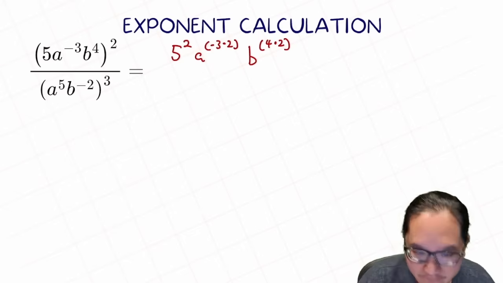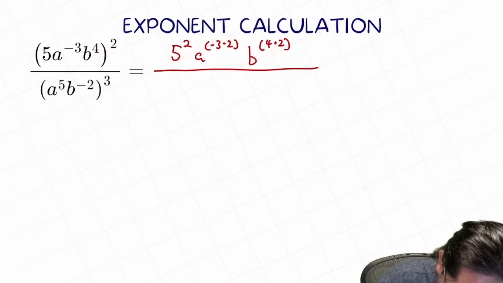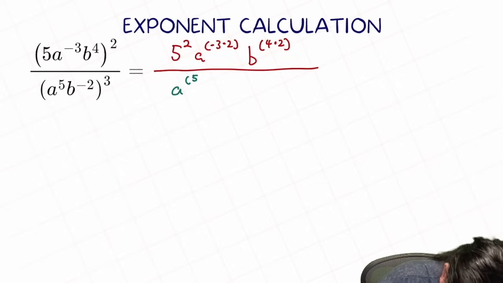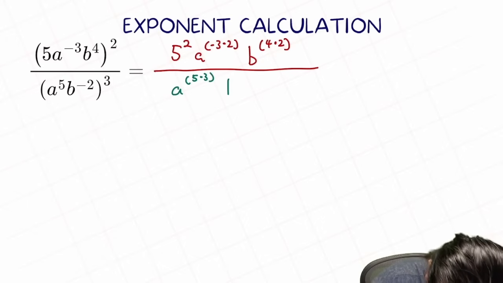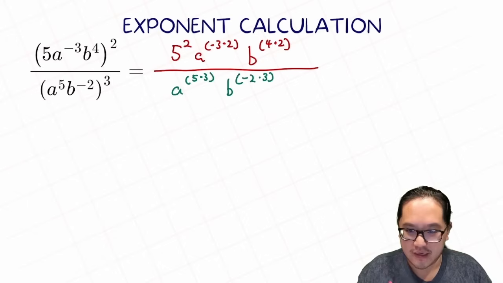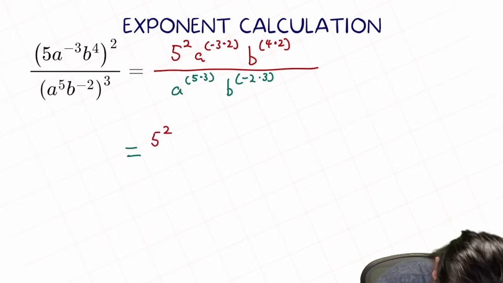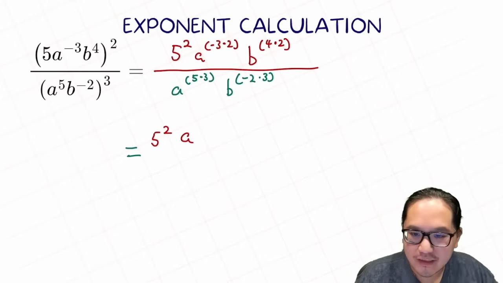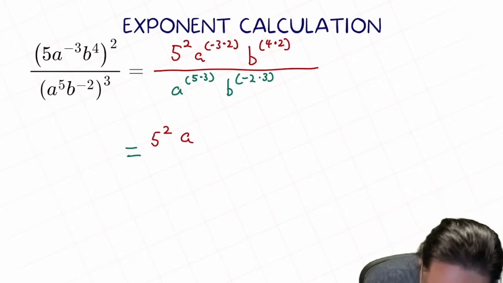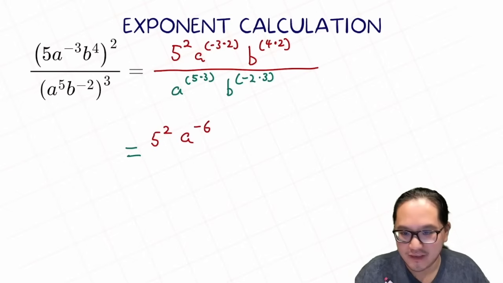That would be a top, okay? And the bottom, right? We do the same thing. A with the power of 5 times 3, with b with the power of negative 2 multiplied by 3, okay? The rest of them are just basic calculation, right? 5 to the power of 2, with a negative 3 times 2, is equal to negative 6. So we got negative 6, right?